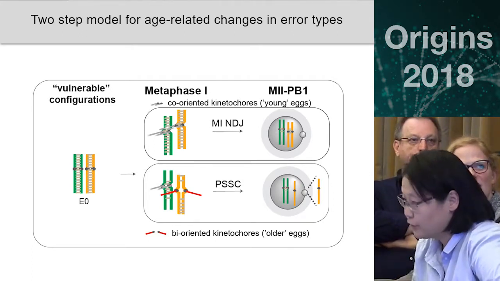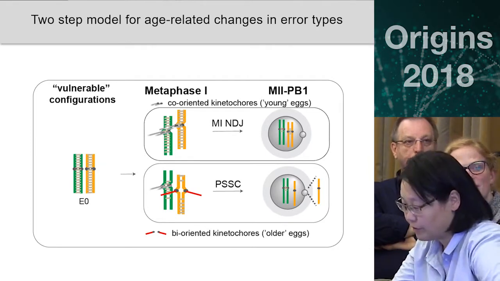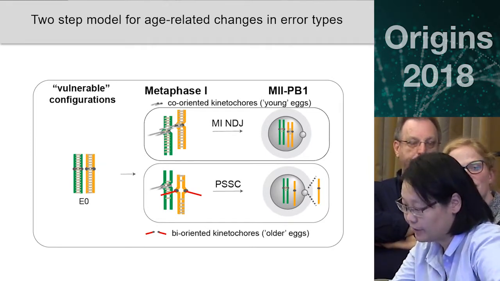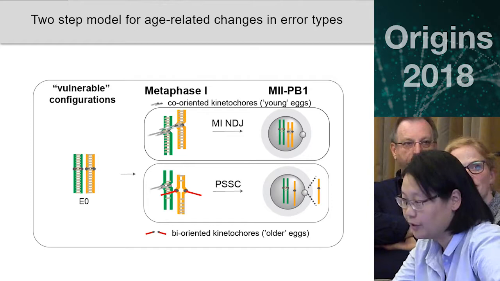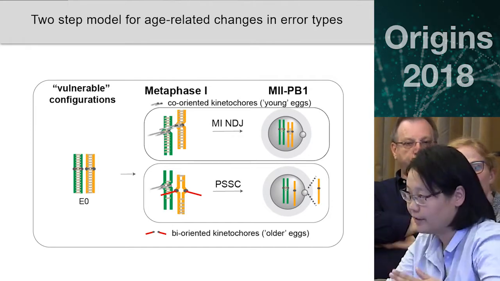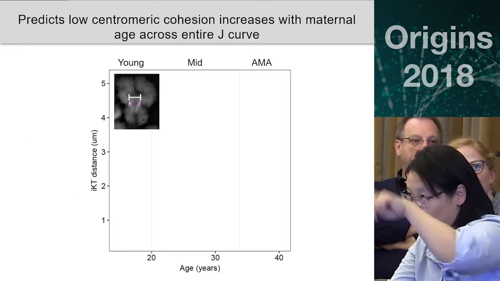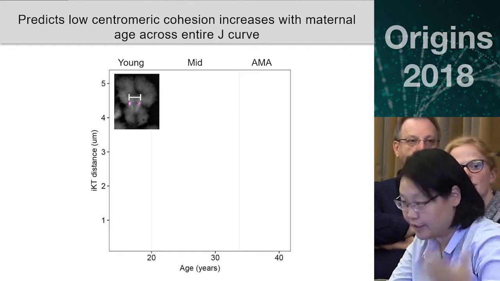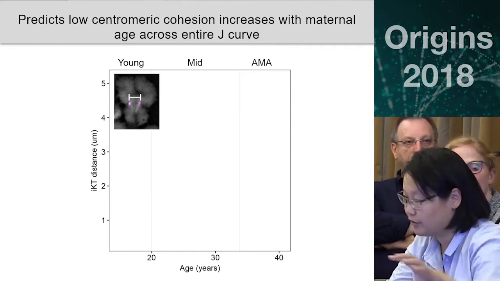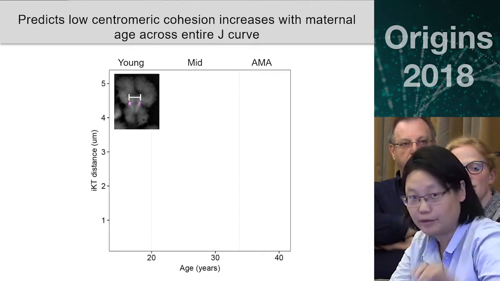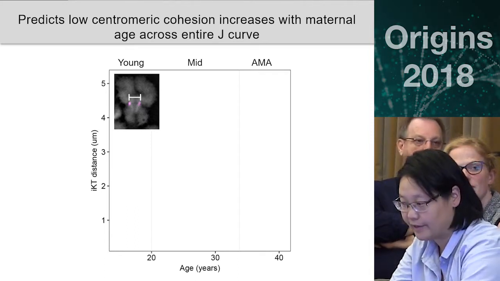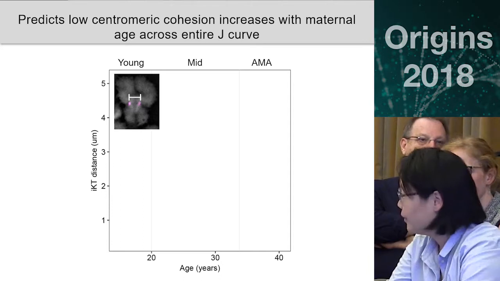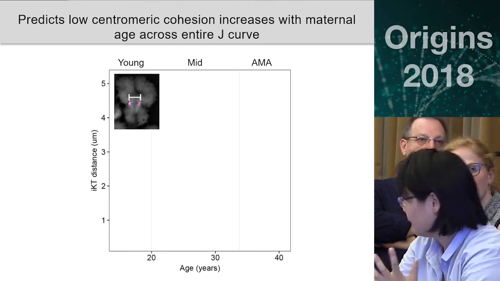So what we did was we took M2Xs and we spread out the chromosomes, because you can really see the distances very nicely at M2. And the prediction is now, do we see a more linear pattern, or do we see a U that follows the overall rates? But we would predict this should follow the PSSC rate, so it should be lower in the females who are below 20. Then in the mid-range it should go up, and it should continue increasing in the AMAs.